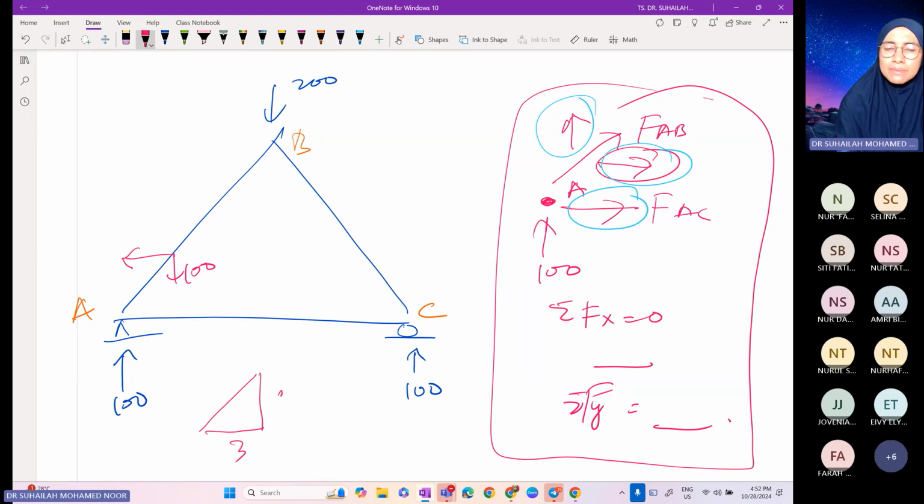Kat sini 3, sini 4. Yang ni trigonometry lah. 3, 4, 5. Jadi 100 tu 100 for y. So berapa nilai x? Kalau 100 for y berapa nilai x? Based on trigonometry 3, 4, 5 ni. So itu kita kena buat.